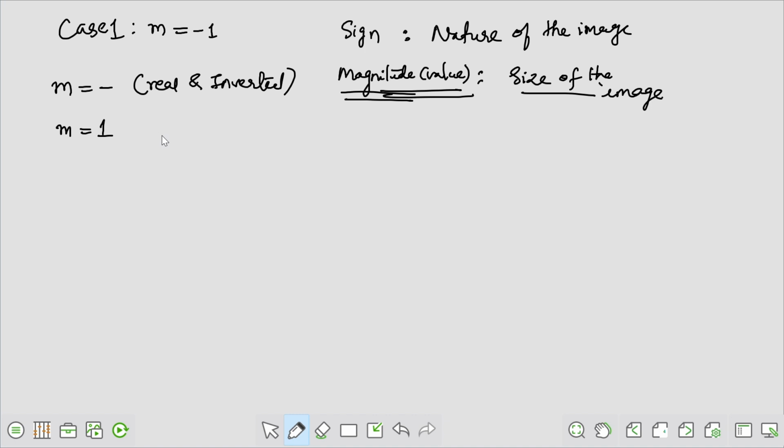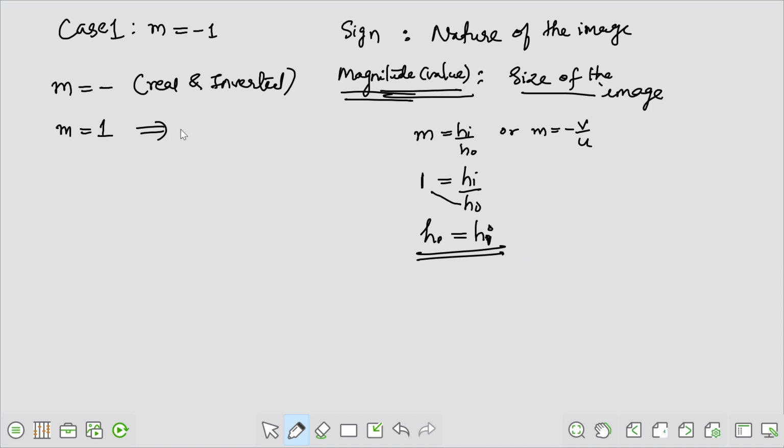Yes, we have the formula magnification equal to hi by ho, or magnification is equal to minus v by u. So if I use this formula, I am writing the magnitude here, 1. Our magnitude 1 is equal to hi by ho. Now I am cross multiplying, so you will get ho is equal to hi. So what does this mean? Height of the image is equal to height of the object. So same size. Very good. So here magnification minus 1 indicates the image formed is real and inverted and of same size.